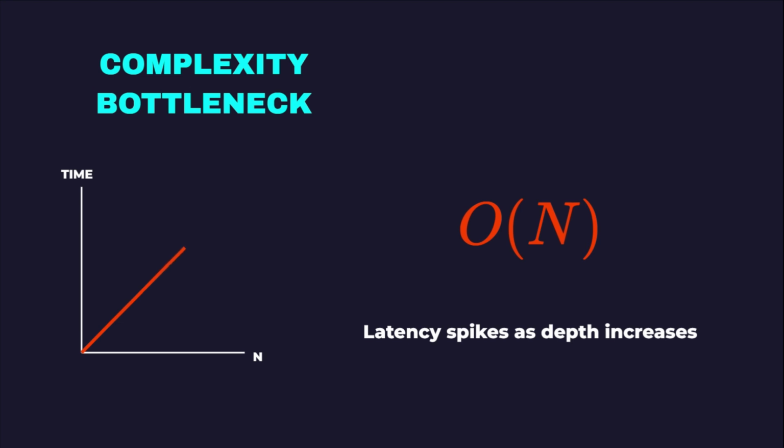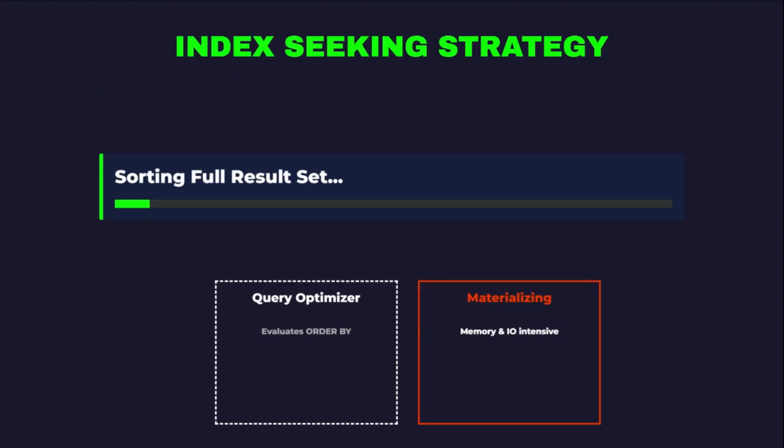This latency spike is unacceptable for high-traffic APIs and guarantees resource exhaustion under load. We require O of 1 or O of log n pagination regardless of the requested depth. Keyset pagination achieves this by eliminating the row count scan entirely, shifting the burden from row counting to index seeking.